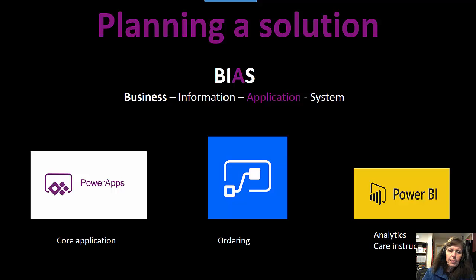So next is application, A, and Power Apps is the application we choose to use to build the bulk of the functionality for our system. We may need to use Flow to handle some of the ordering capabilities, and we might even see if we can explore UI flows to help us with some of that. And for generating our care instructions and doing some analytics on the products we're using, we'll probably employ Power BI for some of that.